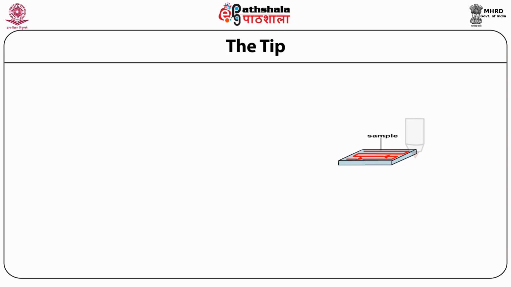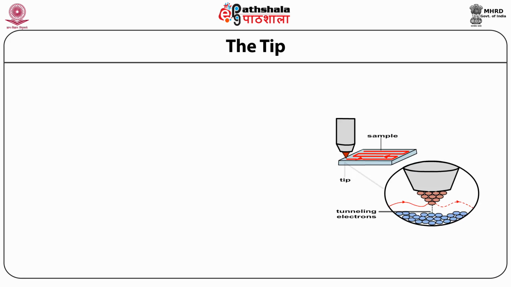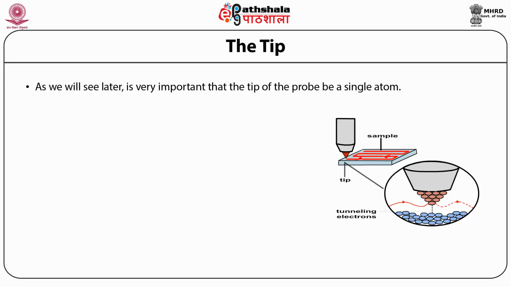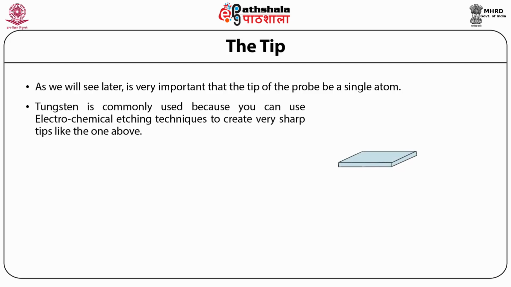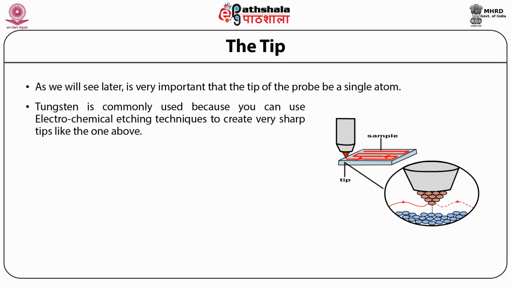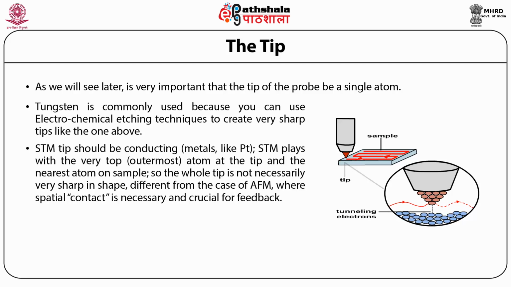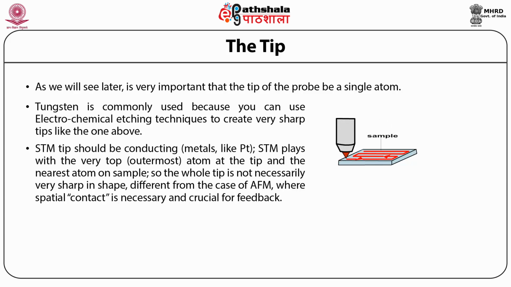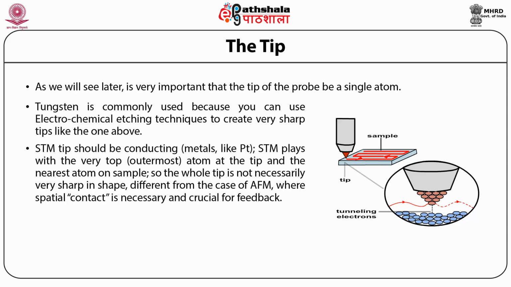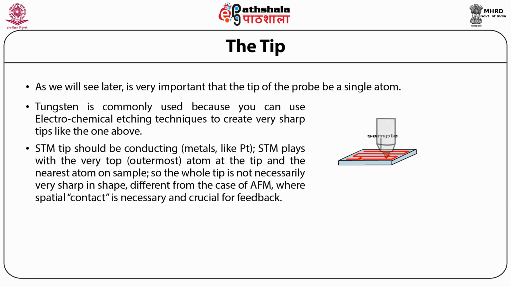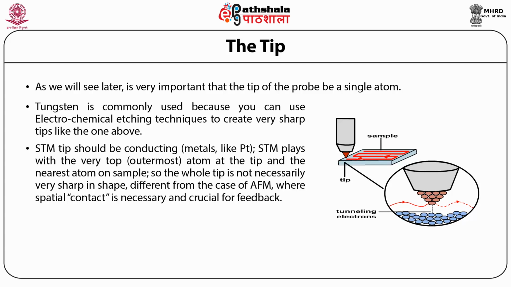So let us now discuss the tip, which is a crucial part of the STM microscope. As we will see later, it is very important that the tip of the probe be a single atom. Tungsten is commonly used because you can use electrochemical etching techniques to create very sharp tips like the one above. STM tips should be conducting metals like platinum. STM plays with the very top outermost atom at the tip, as shown in this figure, and the nearest atom on the sample. So the whole tip is not necessarily very sharp in shape, different from the case of AFM where spatial contact is necessary and crucial for feedback.